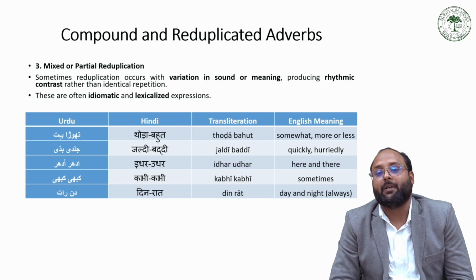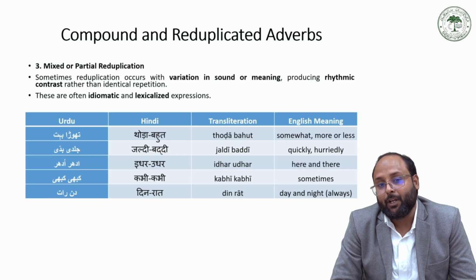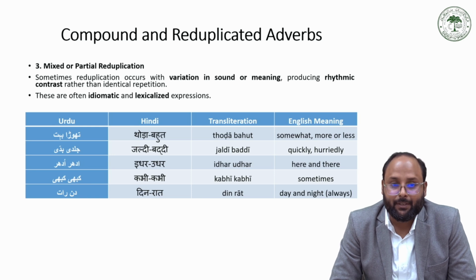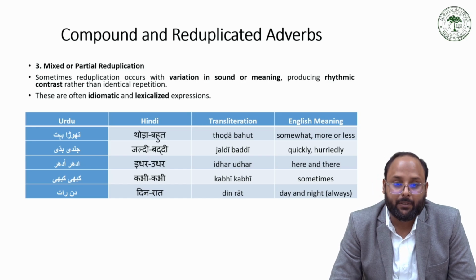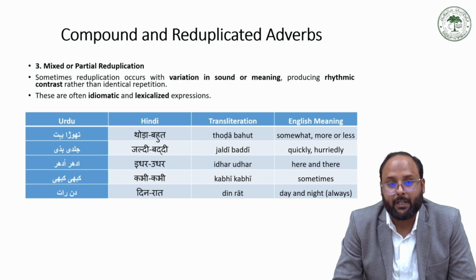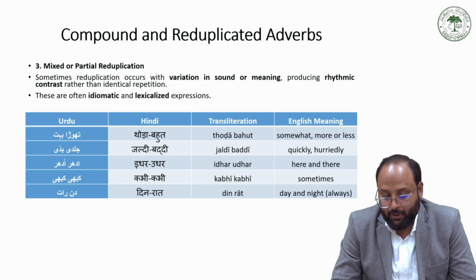We also have some reduplicated adverbs in terms of mixed or partial reduplication. Sometimes this reduplication occurs with variation in the sounds or meaning, with a rhythmic contrast rather than identical repetition. In this mixed or partial reduplication, we do not have the repetition of the same words, but there are some lexicalized or idiomatic expressions like thoda bahut, jaldi baddi or jaldi baldi, इधर उधर, कभी कभी, कभी कभार, दिन रात. This kind of expression is used as the partial or mixed reduplication.